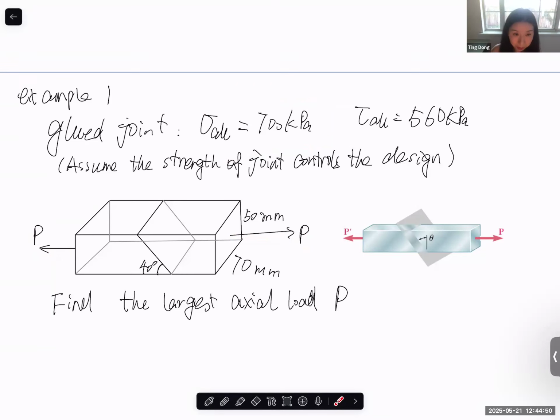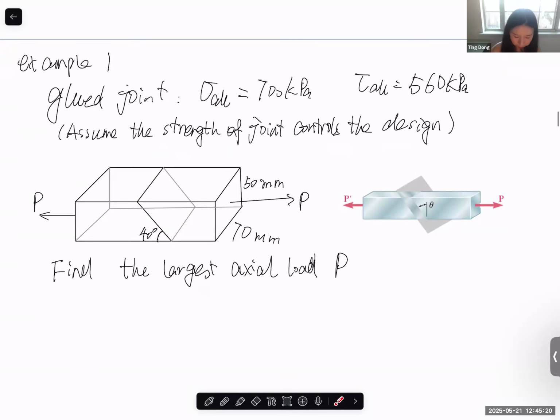And we assume that, of course, if it's a real world problem, you need to check if it will fail on this glue joint. You also need to check if it will fail in the material itself, right? But for this example problem, let's only focus on this glue joint. We assume that the strength of the joint controls the design. It will not fail in the structure itself. If it fails, it only fails on this glue joint. So we need to decide if this structure is safe or not, or what is the largest P that can be applied to make sure that the structure will not fail on this glue joint.